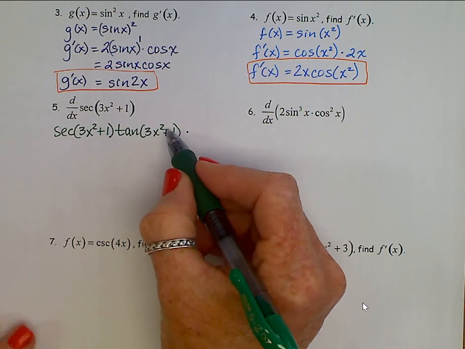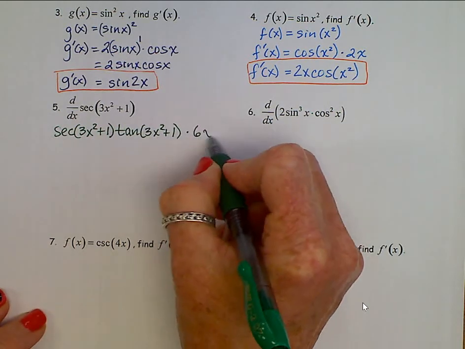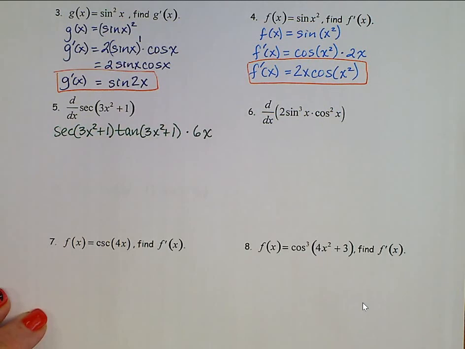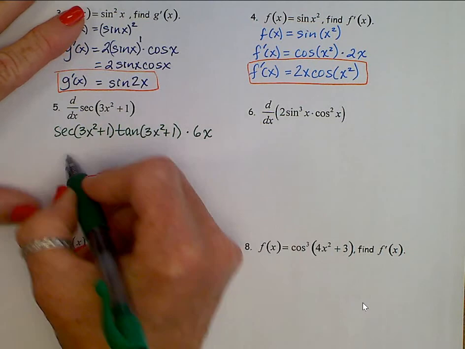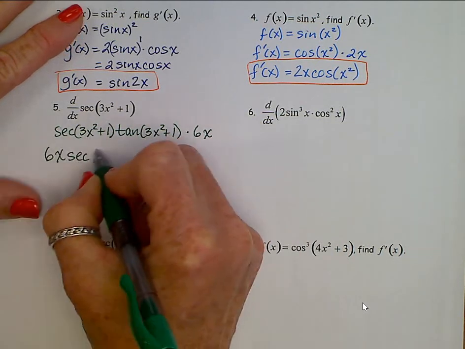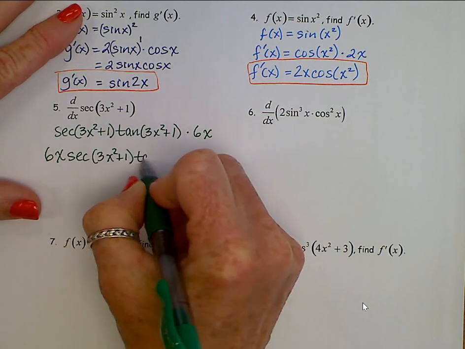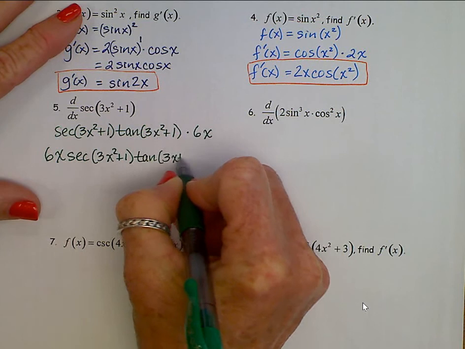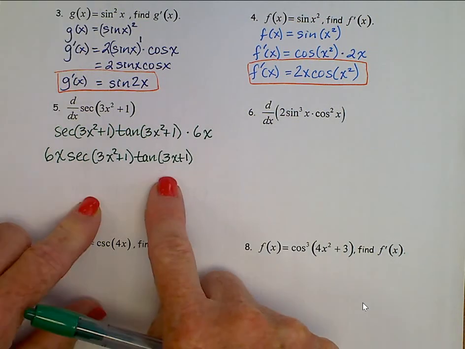And then times the derivative of the inside, so that's 6x. Cleaning this up a bit, let's just take this 6x and pull that around front. 6x times the secant of 3x squared plus 1 times the tangent of 3x squared plus 1. And nothing simplifies here. You are good to go right there. That's it.